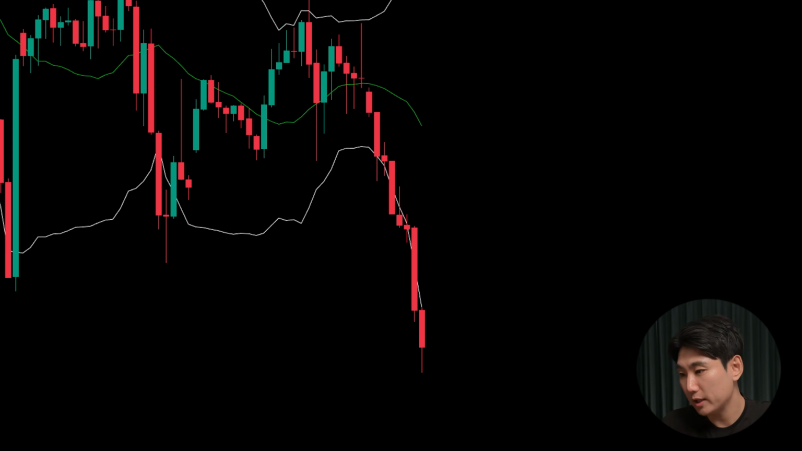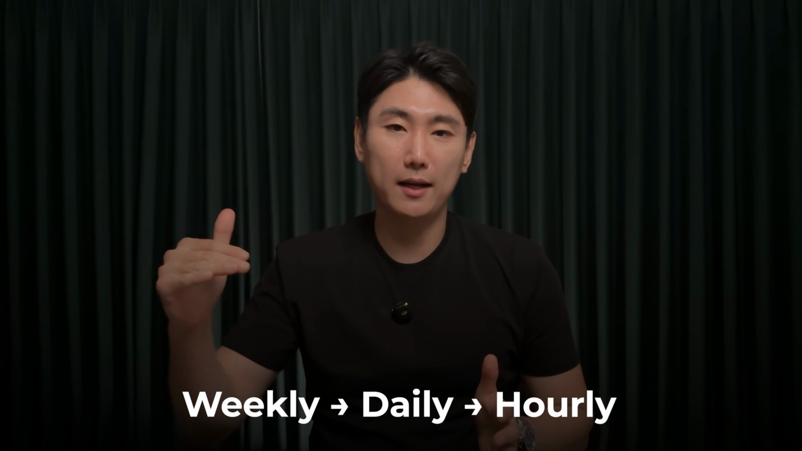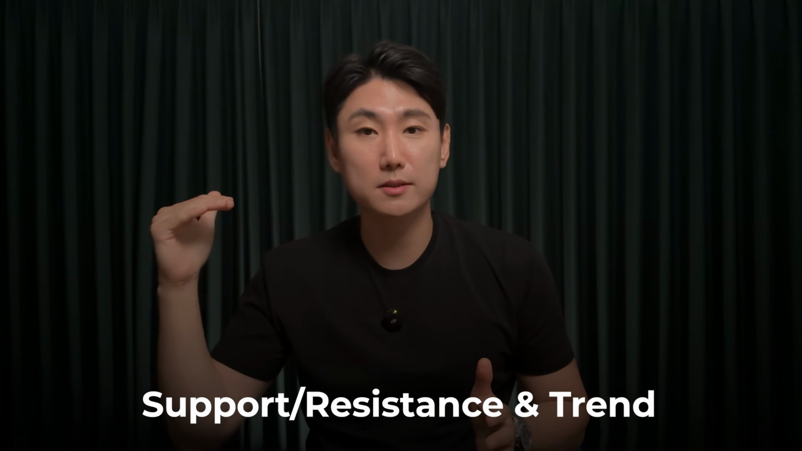But on the 1 hour chart, watch what happens. On the 1 hour, the 20 MA is steep and price breaks prior support, a clear downtrend. The bands are expanding. It's tough to justify a long here. This happens a lot. The 1 minute says buy, the higher time frame says sell. So always check weekly, daily, and hourly for support, resistance, and the trend. The higher the time frame, the stronger the signal.